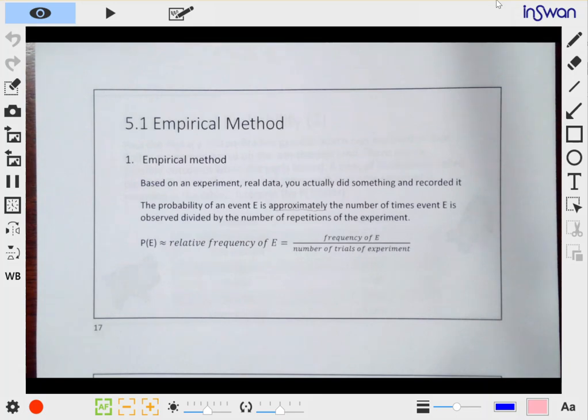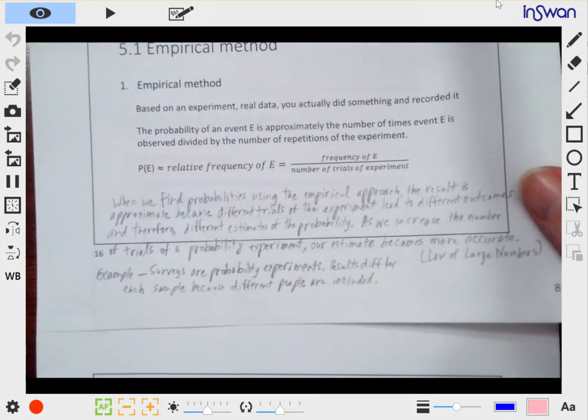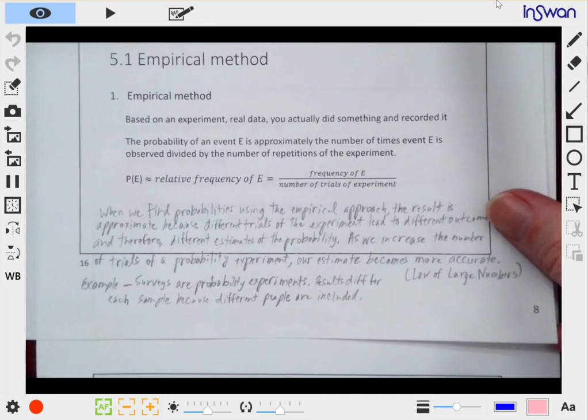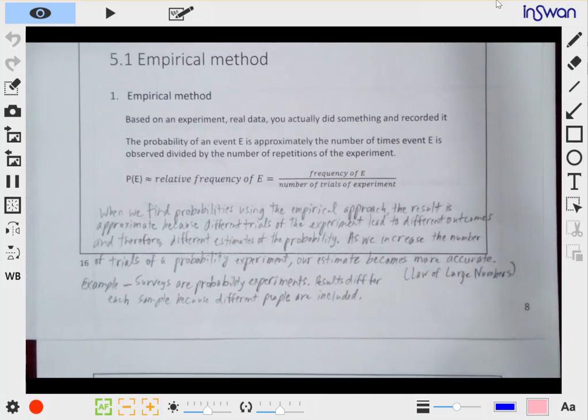And so I'm going to go ahead and put up my notes, and I added something here that I'll just mention. So when we find probabilities using the empirical approach, the result is approximate because different trials of the experiment lead to different outcomes and therefore different estimates of the probability. As we increase the number of trials of a probability experiment, our estimate becomes more accurate. Remember, we talked about the law of large numbers. So that's the basic idea here.